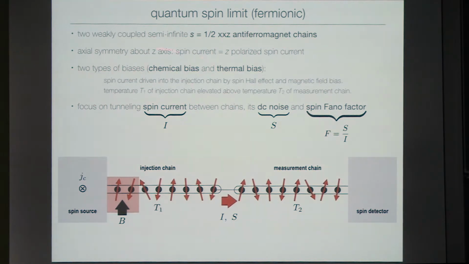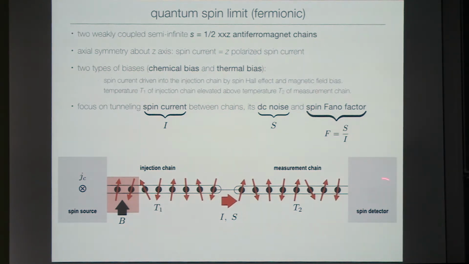I'm going to consider two types of biases. So first is chemical bias. I'm going to apply a magnetic field on one of the spin chains so that I'm effectively increasing the chemical potential of that spin chain. And I can supply spin angular momentum by, let's say, attaching a platinum with a charge current on this side.